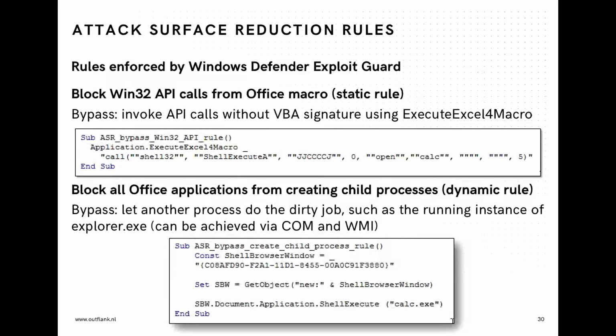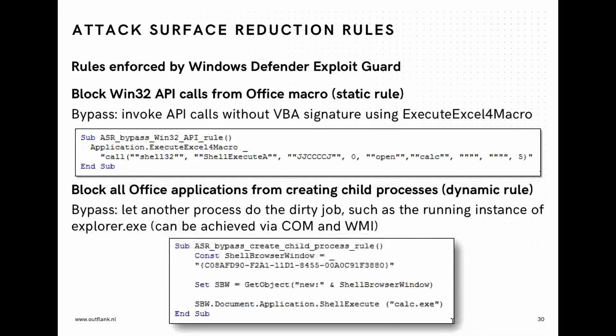Attack surface reduction rules are enforced by Windows Defender Exploit Guard, which is the successor to EMET. There are a few rules which can harden Office, Excel and other MS Office programs that are running. The most famous rules are the rule to block Win32 API calls and the rule to block Office applications like Word and Excel from creating child processes, so block them from starting other programs. It's not that difficult to bypass these two.